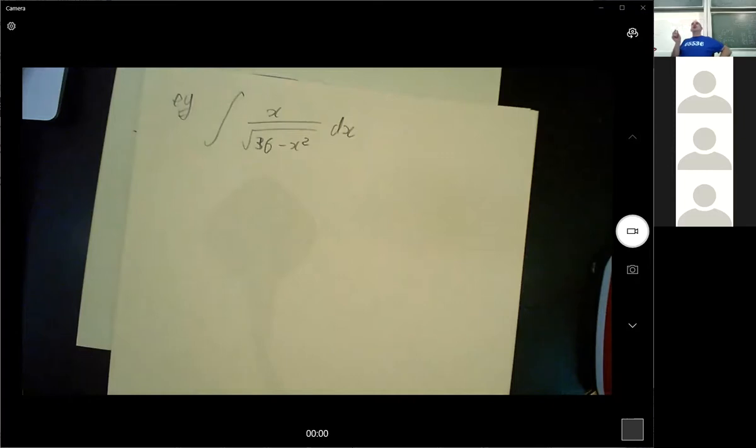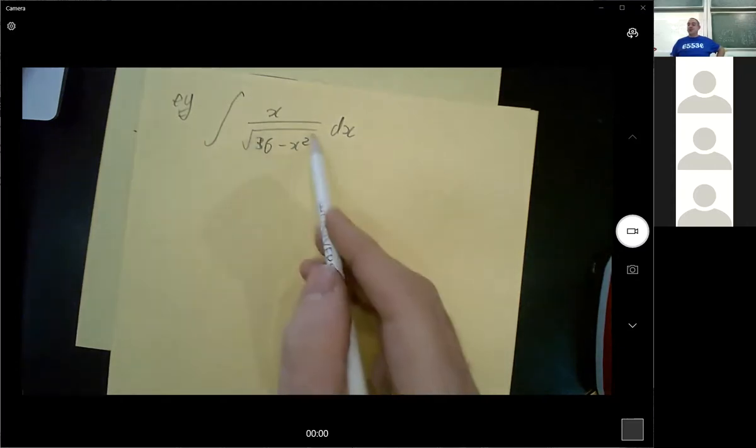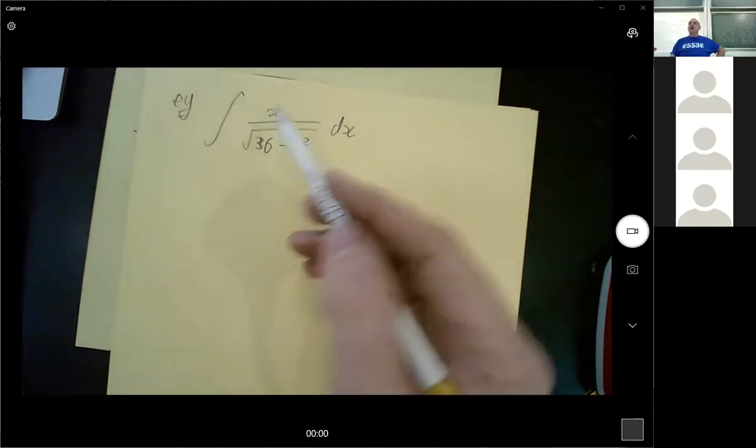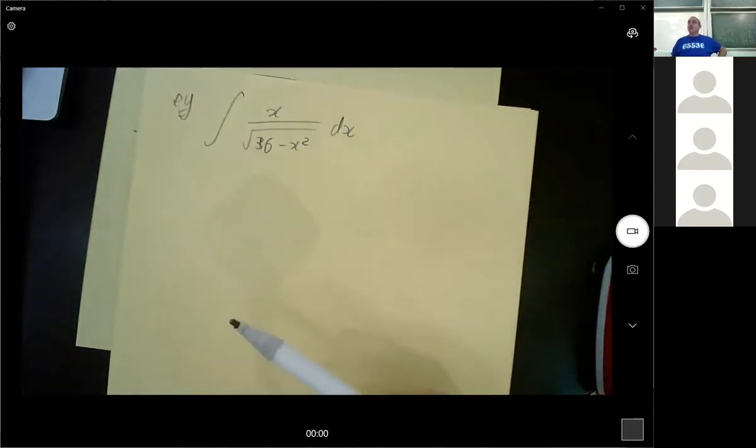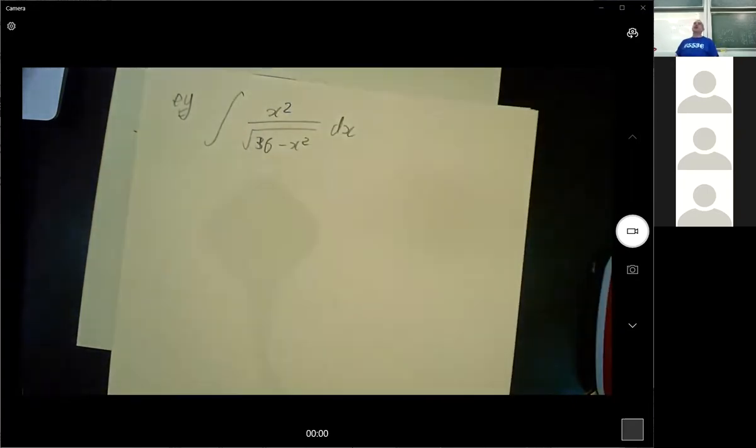No, tell me why this one is not a trig substitution. What's that? So I'm going to repeat that and see if I've got it right. The derivative of 36 minus x squared is negative 2x, which is only a constant off of what this is. So this is an ordinary substitution. So I don't do a trig substitution. Now it's not.